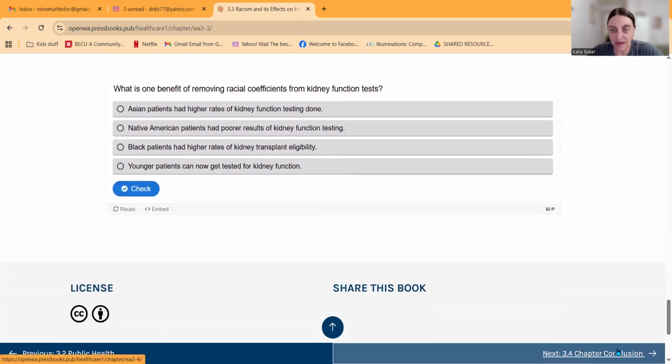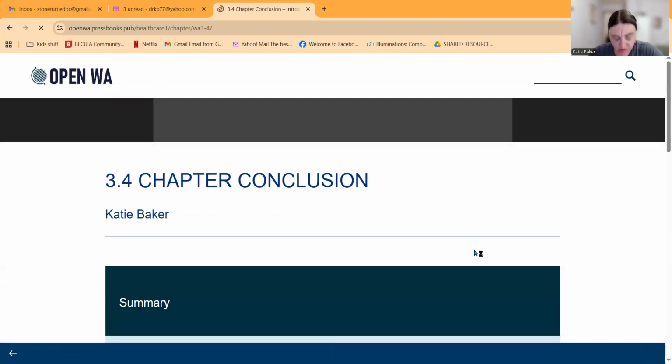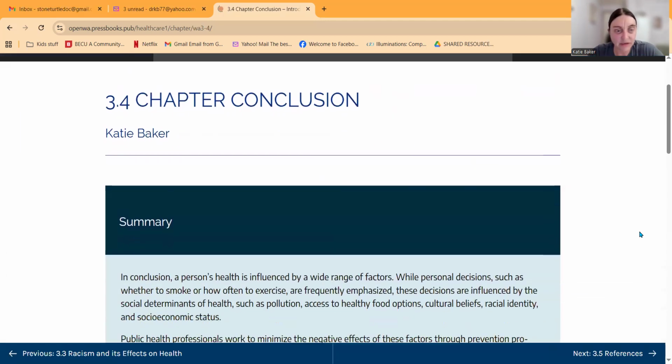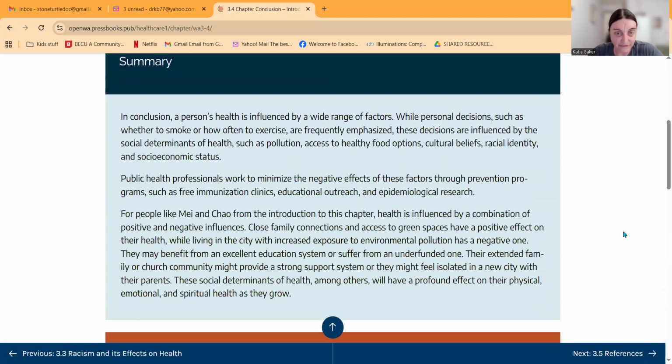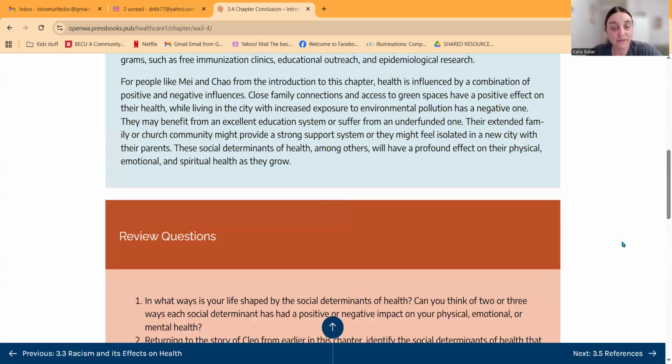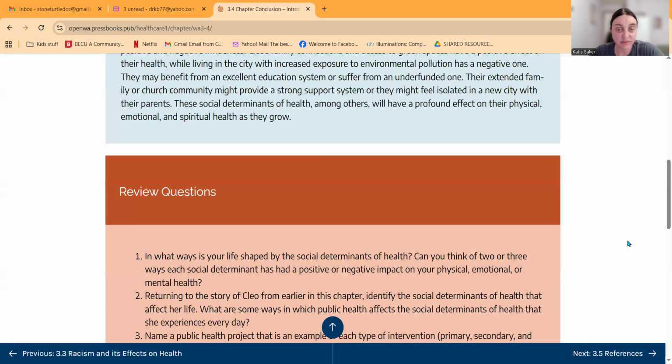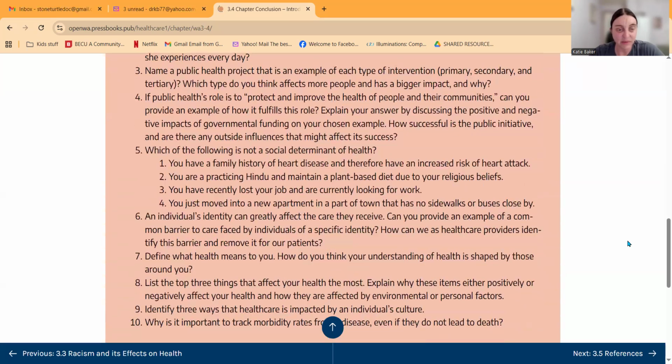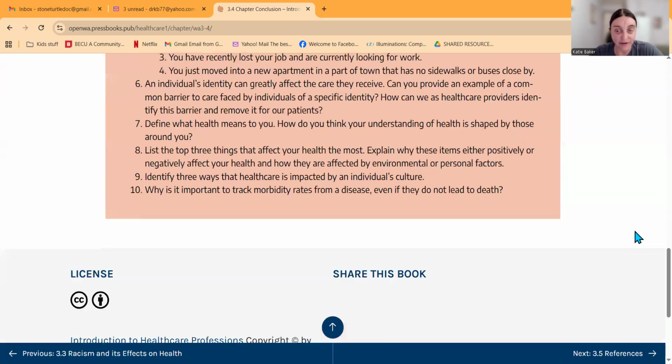Okay, now we'll wrap up with our chapter conclusion, which of course we have a summary in every chapter. And then we'll have review questions. These review questions could be used in the class or they could be used as homework questions, but they're a great opportunity to make sure that the students are reading and comprehending the material.